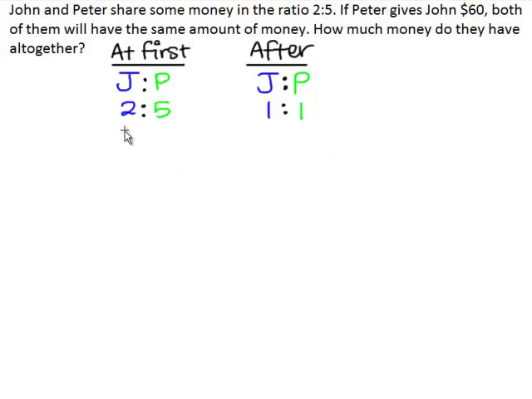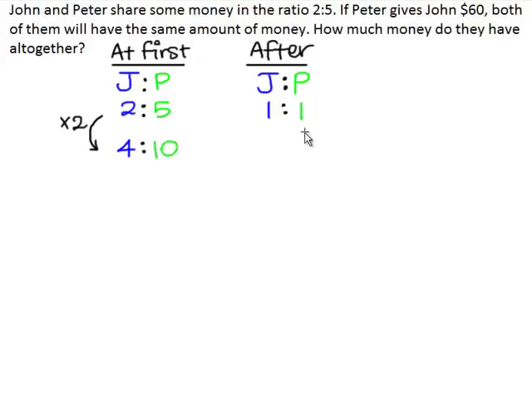For this ratio, the total number of units is 7. 7 needs to be multiplied by 2 to make 14, and so we will multiply the units in this ratio by 2. Here we have 2. 2 times 2 will give us 4. And here we have 5. 5 times 2 will give us 10.